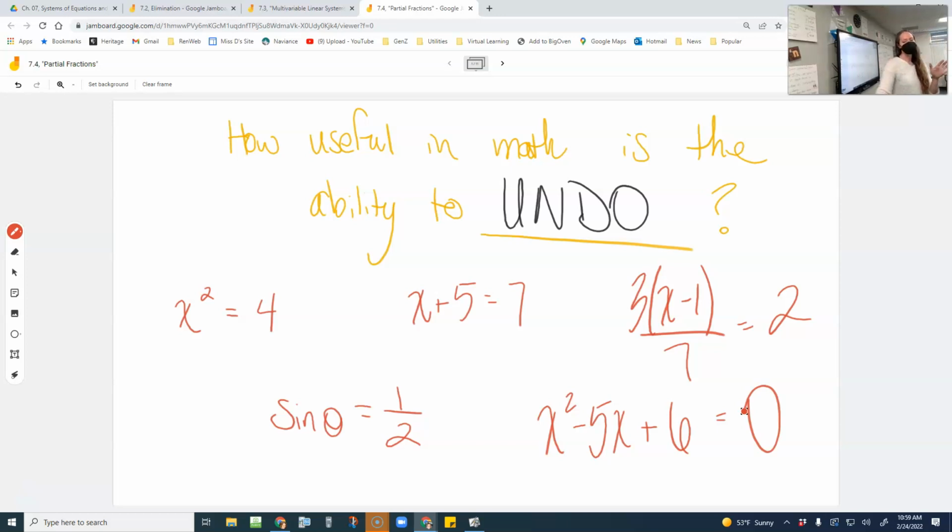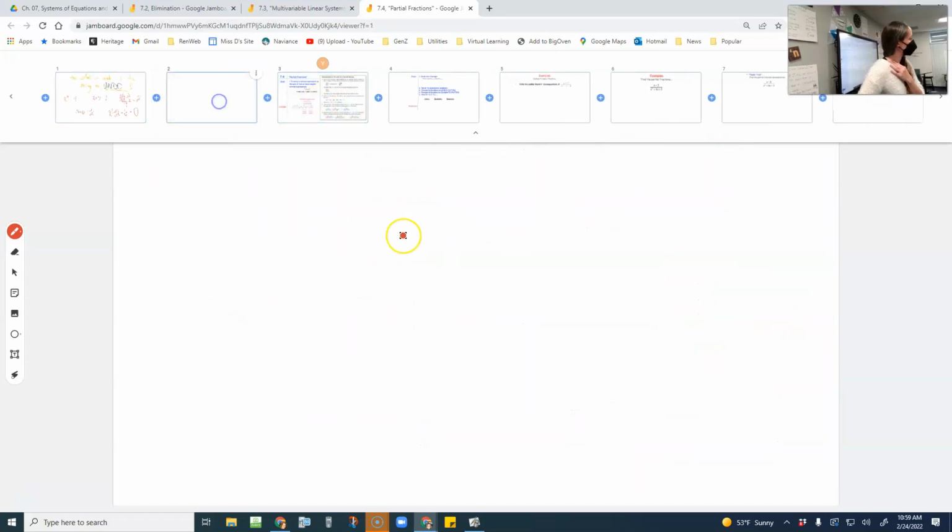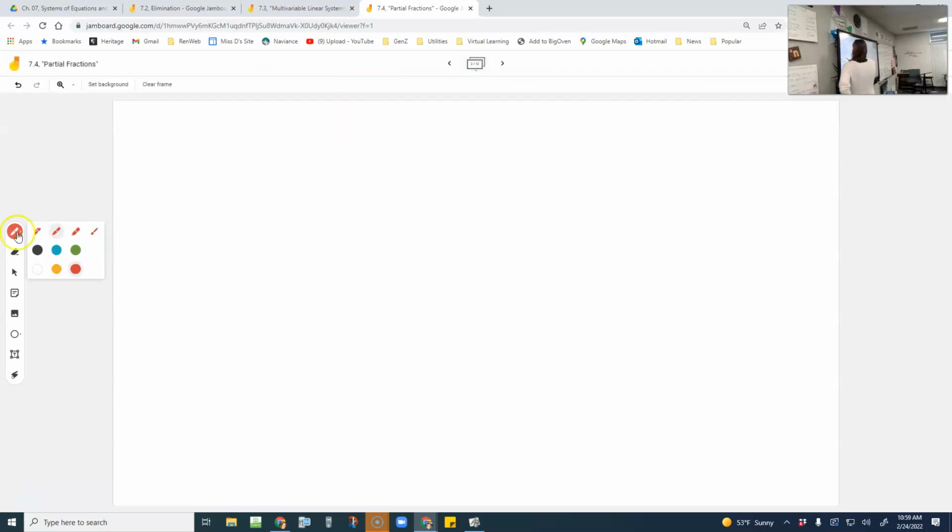What on earth does this have to do with this guy? This guy says, what if I was to give you something, for instance, like 2 over x squared minus 5x plus 6. What is the undoing of this?